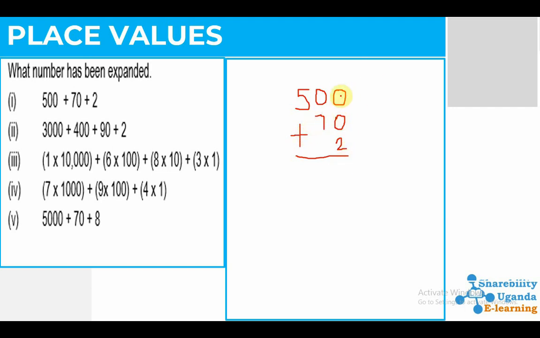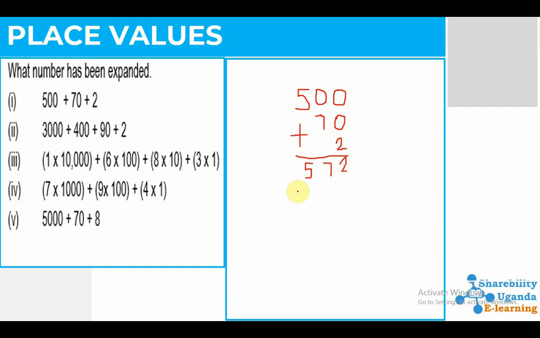So when you add the 0 plus a 0 plus a 2, we get 2. And when you add the 0 plus 7, we get 7. And when you add 5, these are zeros. Here there is a 0 and these are zeros. Okay, because the place is empty. We shall come with a 5. So we shall be able to come with 572, and this is 700. I mean this is 572.